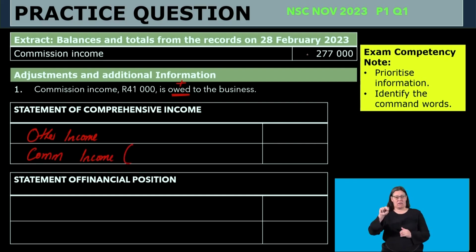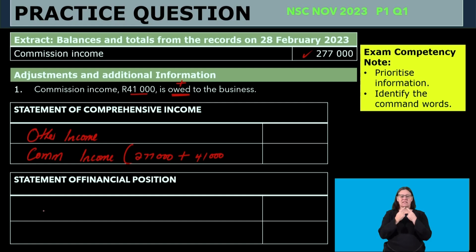Then I'm going to take the amount from the list of balances, which is 277,000. And then I know that when an amount is owed, I add. So I'm coming here to say plus how much? 41,000. Are we together? Okay. And then we should be able to record this amount as well in the statement of financial position.